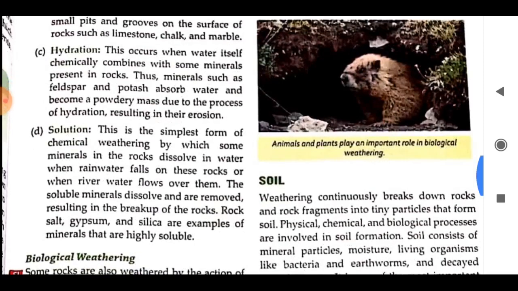The last one is solution. This is the simplest form of chemical weathering by which some minerals in the rocks dissolve in water. When rainwater falls on these rocks or when river water flows over them, the soluble minerals dissolve and are removed, resulting in the breakup of the rocks. Rock salt, gypsum, silica are examples of minerals that are highly soluble.